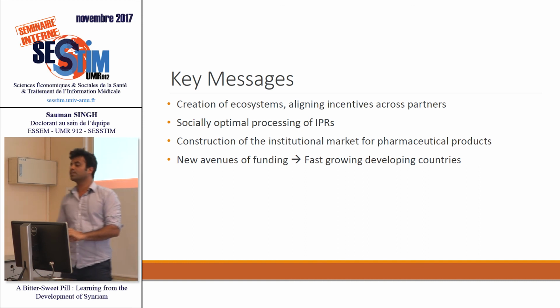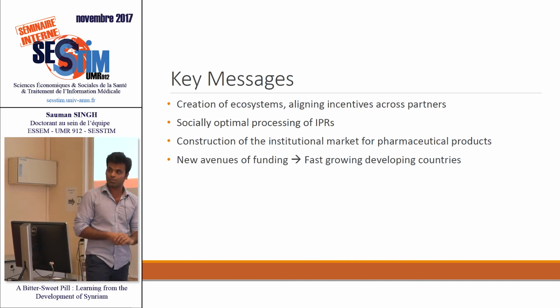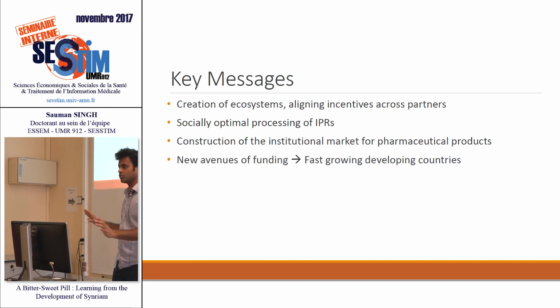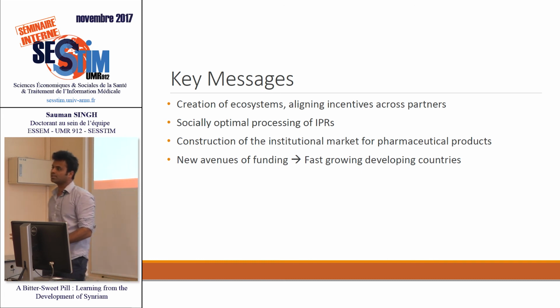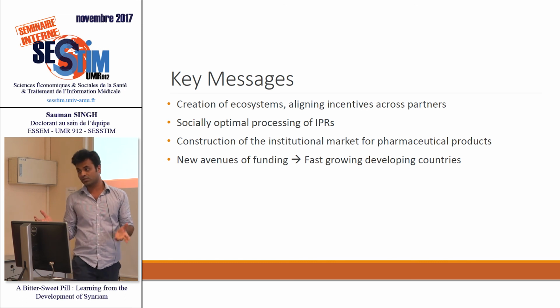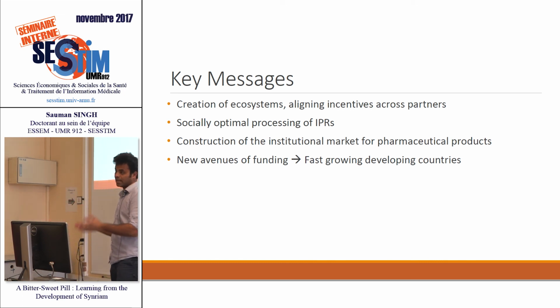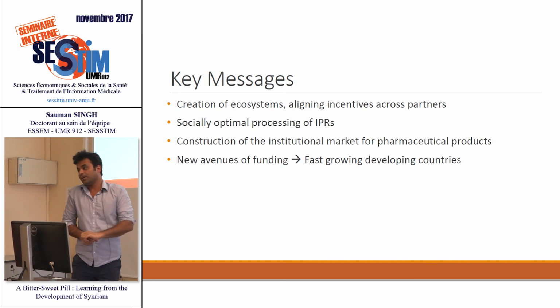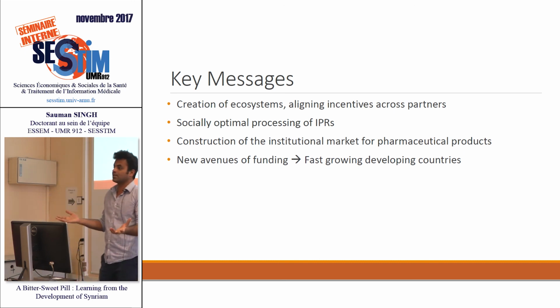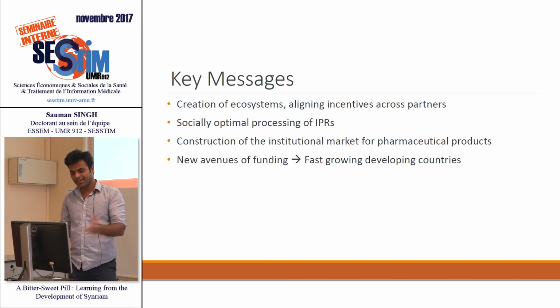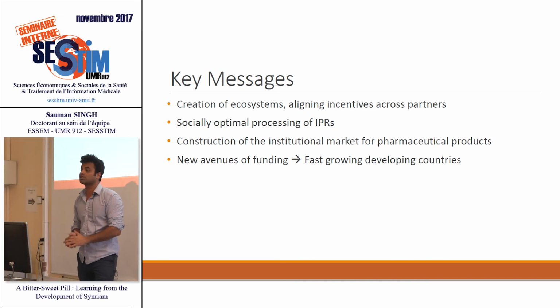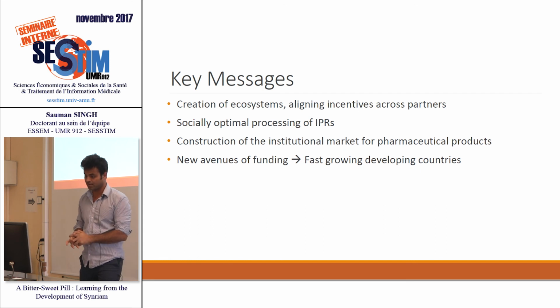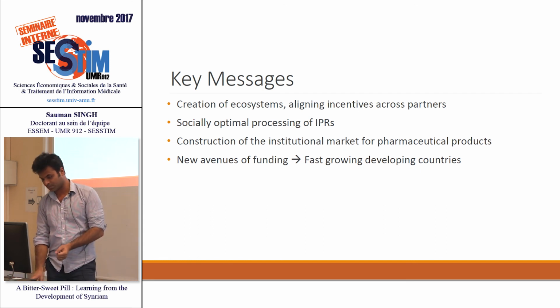Third, construction of an institutional market. Without an institutional market, given the current situation of the global economy, it is not possible to scale up treatment. And this we know very well from the case of HIV, TB and malaria. And fourth, new avenues of funding. Funding is necessary, but it is limited. There is no machine to print money. We need new sources of funding, and developing countries now need to share responsibility, and it is possible that some of them can, at least fast growing developing countries.